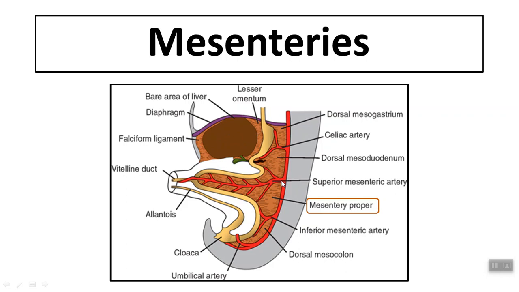An important function of the mesentery is for the passage of blood vessels from the abdominal aorta to the GI tract, or in fixing the organ in position to the posterior abdominal wall.